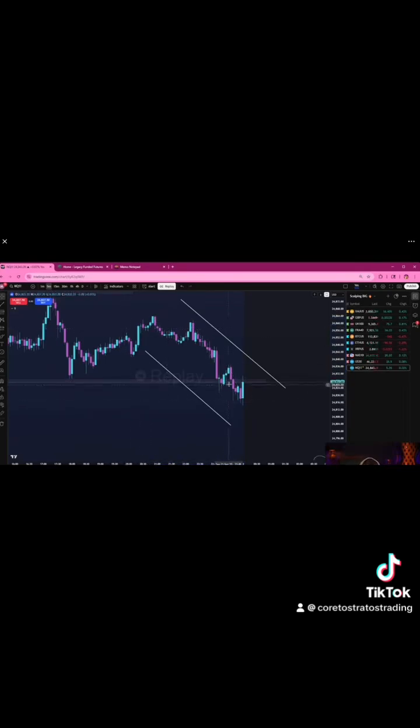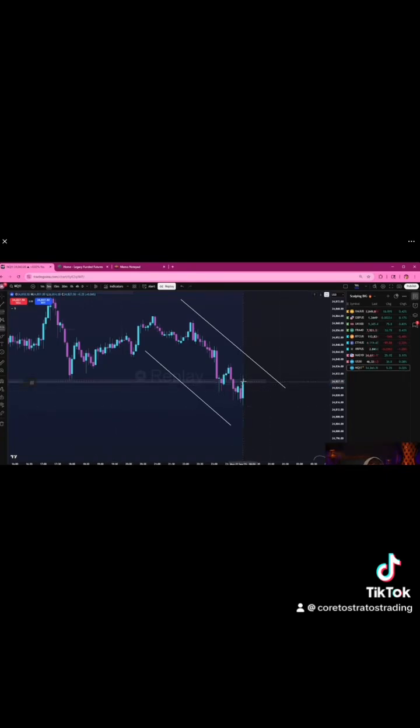Now we have support being broken to the downside, meaning there's two things going on right now. Market structure is bearish. We broke through a support, which means we're bearish because we're breaking out of a support zone. That's two things, but wait, there's a third. We now just retested as resistance. So we broke and then retested as resistance. So we have three key things right now telling us that we are going to the downside.